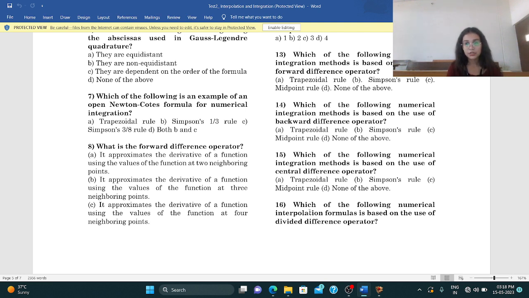Question 15. Which of the following numerical integration methods is based on the use of the central difference operator? Option A, trapezoidal rule. Option B, Simpson's rule. Option C, midpoint rule. And option D, none of them. The correct option is D, none of them.